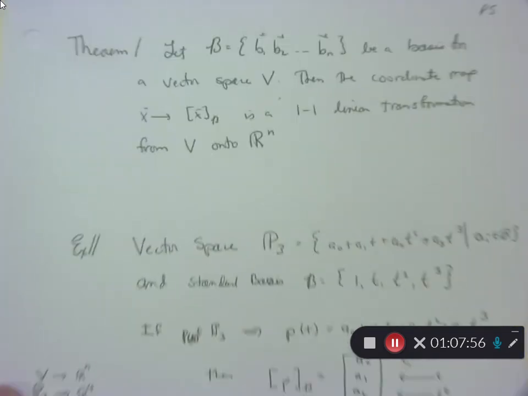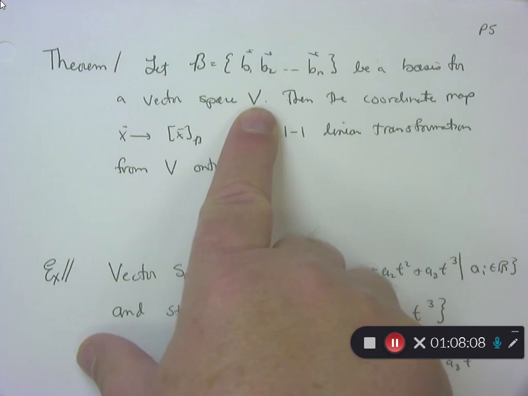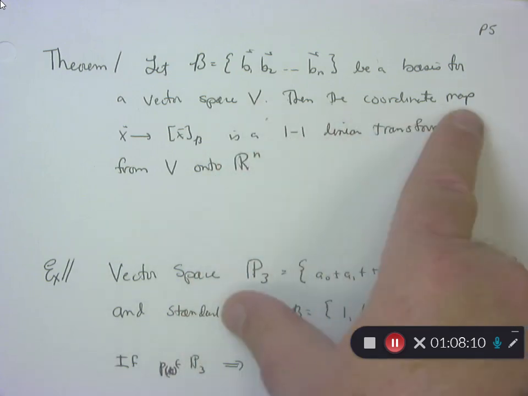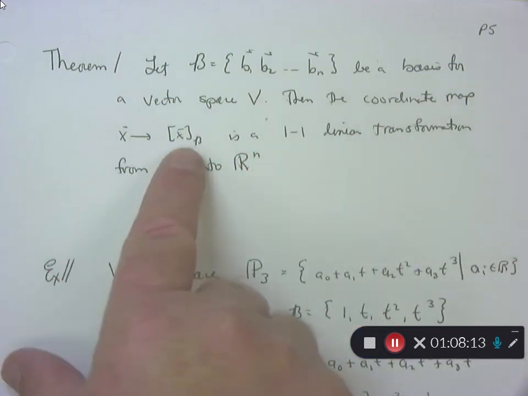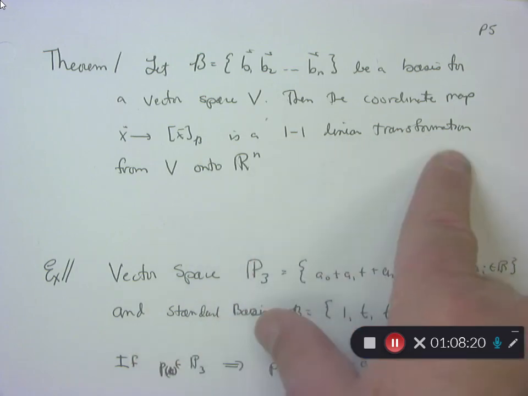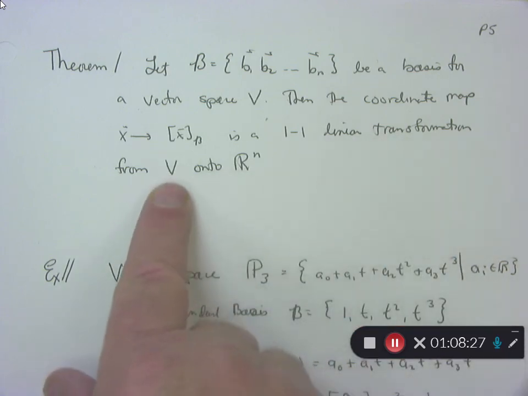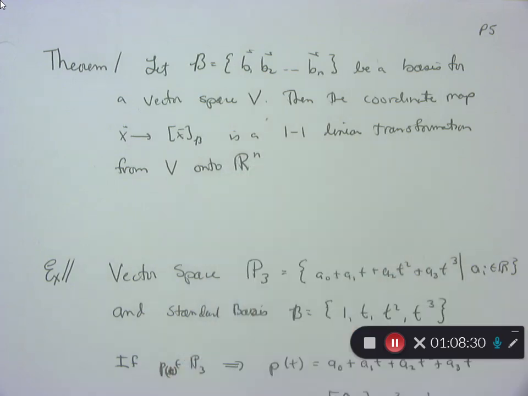Theorem. Let beta be a basis, b1 vector, b2 vector, ..., bn vector, be a basis for a vector space V. Then the coordinate map from vector x to the coordinate of x relative to basis B is a one-to-one linear transformation. See all this stuff coming back and honing you now? It's a one-to-one linear transformation from vector space V into Rn.